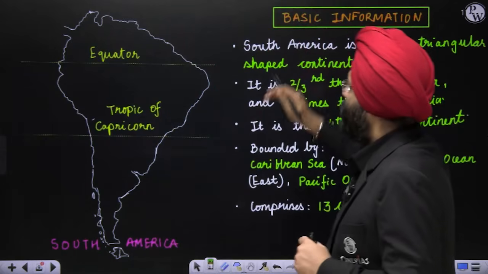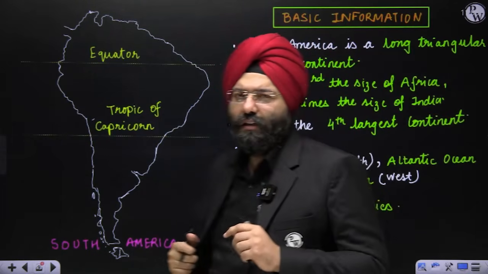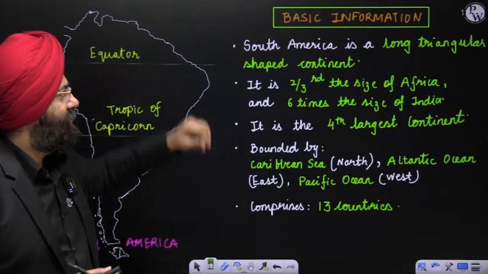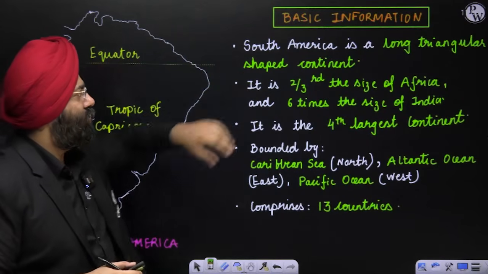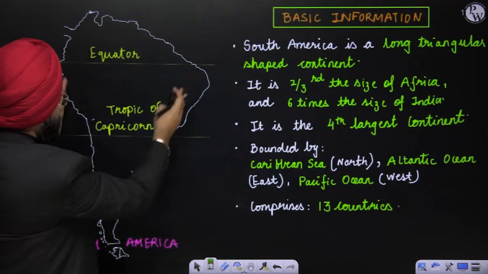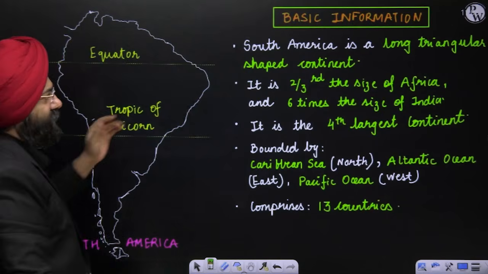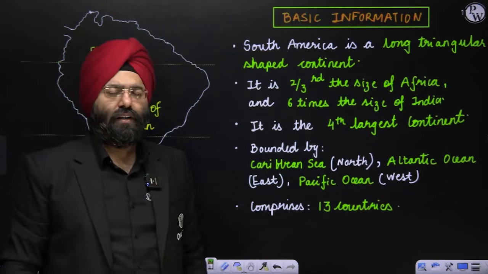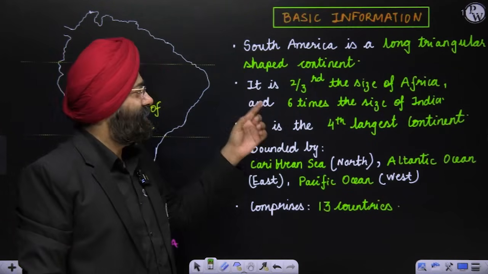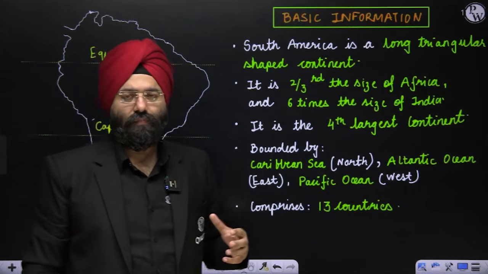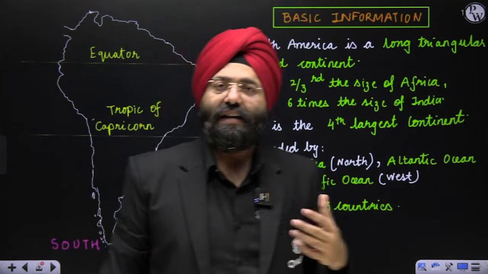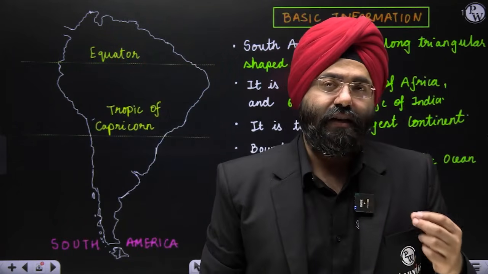So let's begin. Some basic information on South America. Now see, South America is a long triangular shaped continent. It is roughly a triangular shaped continent, right? It is 2/3 the size of Africa, that is, it is smaller than Africa, but it is 6 times the size of India. Now you can just imagine the massive size.